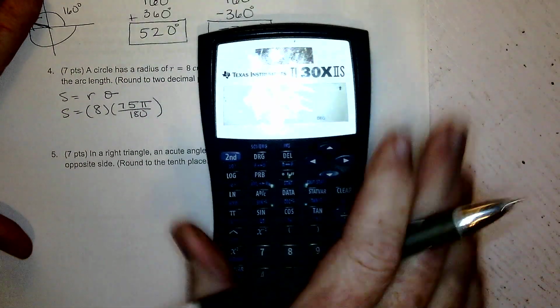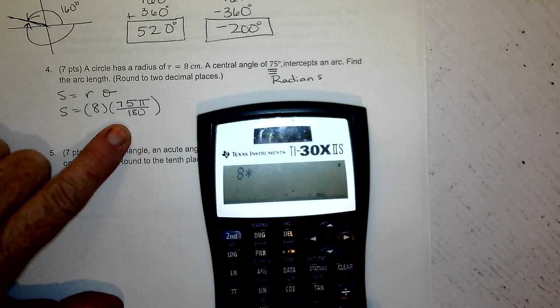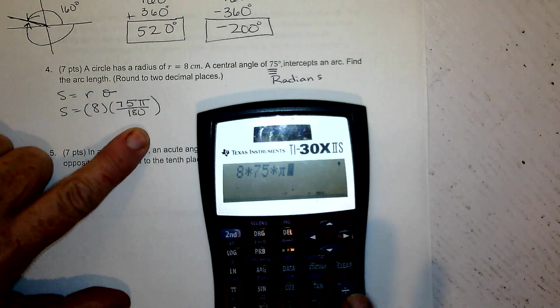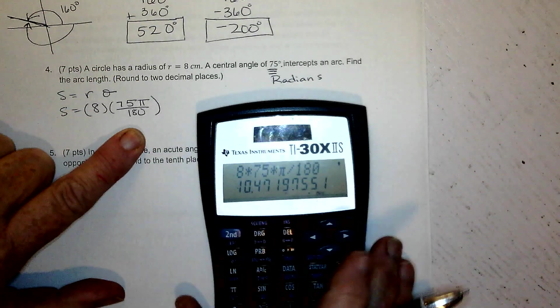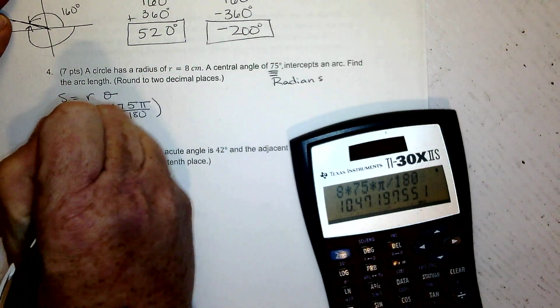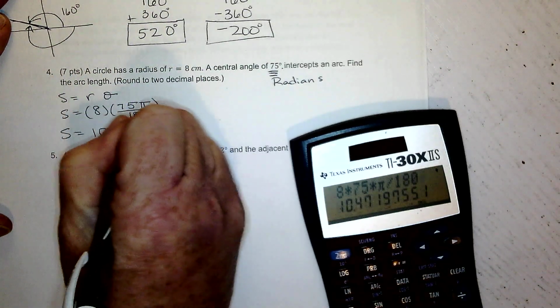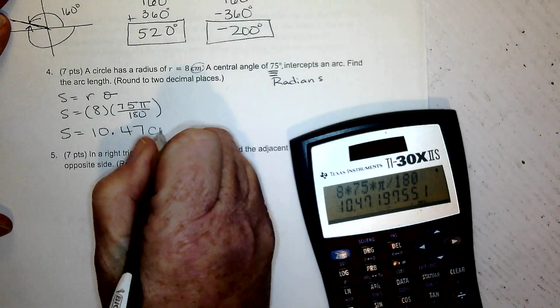I don't know which is better here for y'all. Let's get out the light. So 8 times 75 times pi divided by 180 is 10.47. And then we wanted to round to the hundredths place or 2 decimal places, so 10.47. So S equals 10.47, and now we need the unit, which is centimeters.